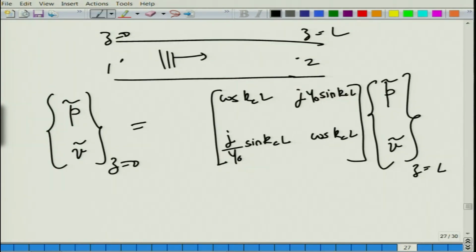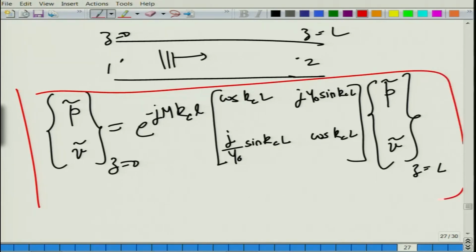So, again I am insisting that please work out the derivation. I am just not showing the steps involved. So, here you have L. Let me write it a bit more cleanly. So, this is e to the power minus j m into K C L. So, when m is 0, you get back your old transfer matrix. So, this is the stuff that we are really aiming for in this class, one of the major objectives in this class.